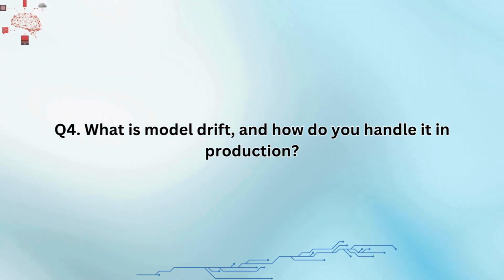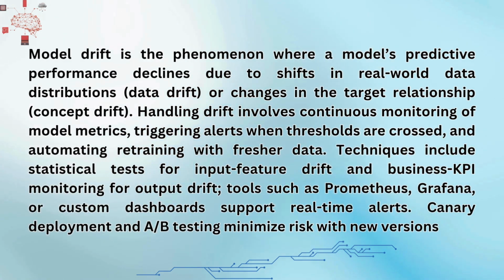What is model drift and how do you handle it in production? Model drift is the phenomenon where a model's predictive performance declines due to shifts in real-world data distributions, like data drift, or changes in the target relationship, like concept drift. Handling drift involves continuous monitoring of model metrics, triggering alerts when thresholds are crossed, and automating retraining with fresher data. Techniques include statistical tests for input feature drift and business KPI monitoring for output drift. Tools such as Prometheus, Grafana, or custom dashboards support real-time alerts. Canary deployment and A/B testing minimize risk with new versions.